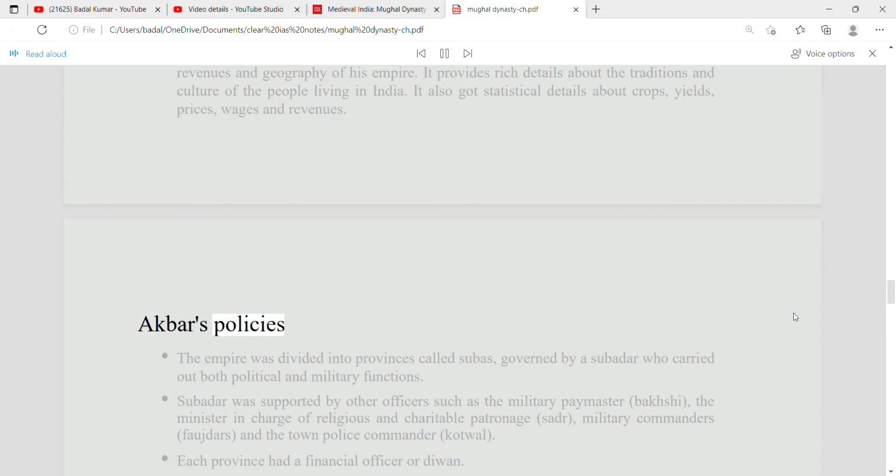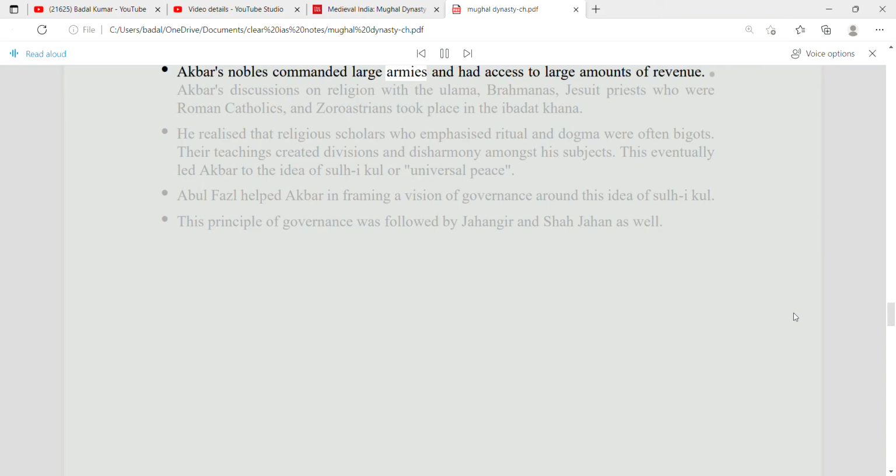Akbar's policies. The empire was divided into provinces called subas, governed by a subedar who carried out both political and military functions. The subedar was supported by other officers such as the military paymaster, Bakshi, the minister in charge of religious and charitable patronage, Sadr, military commanders, Faujdars, and the town police commander, Kotwal. Each province had a financial officer or diwan. Akbar's nobles commanded large armies and had access to large amounts of revenue.